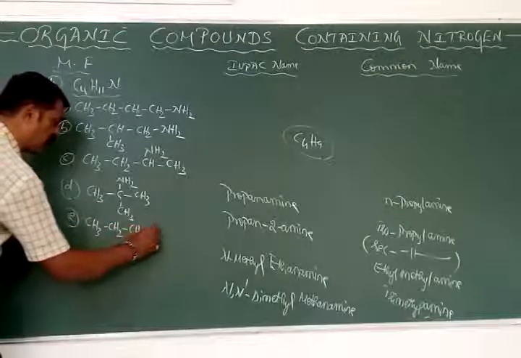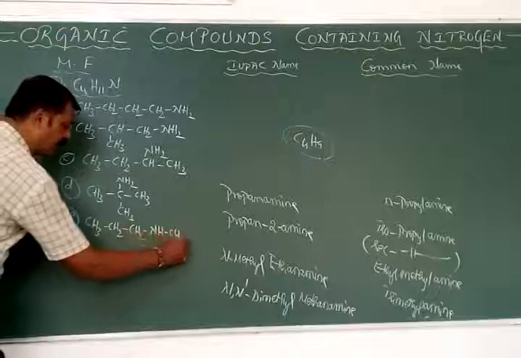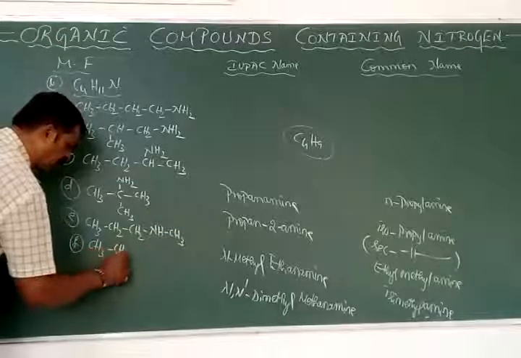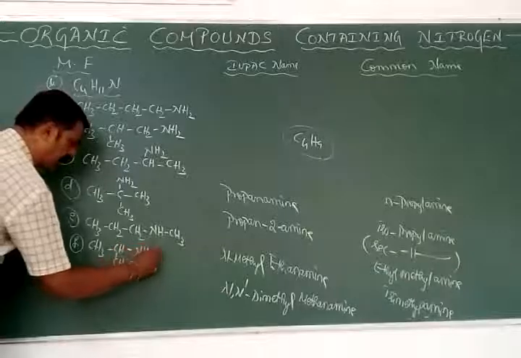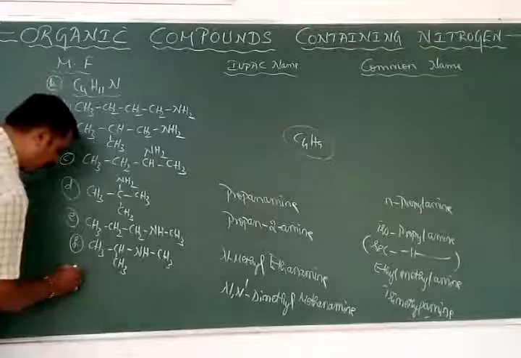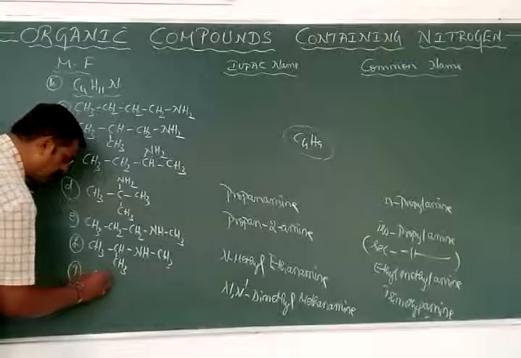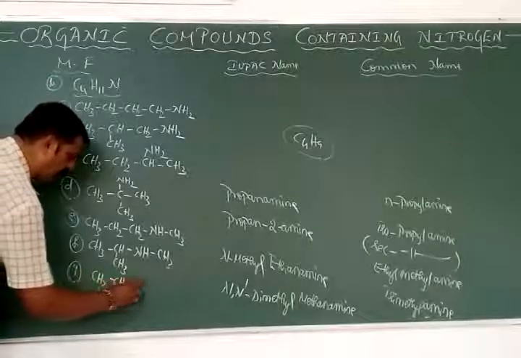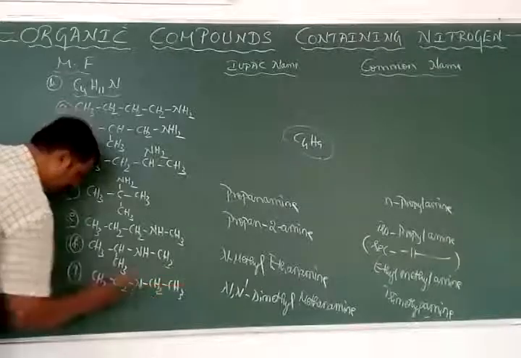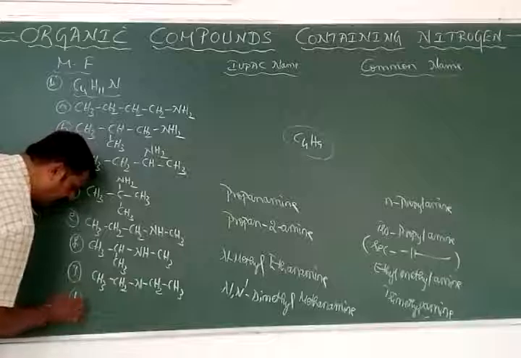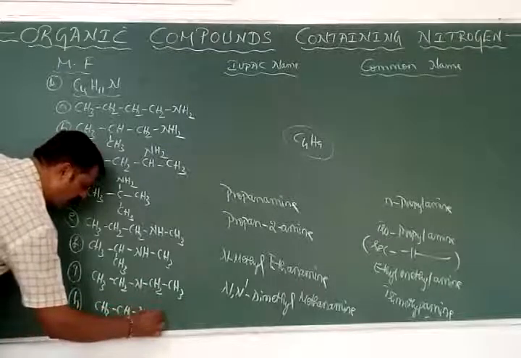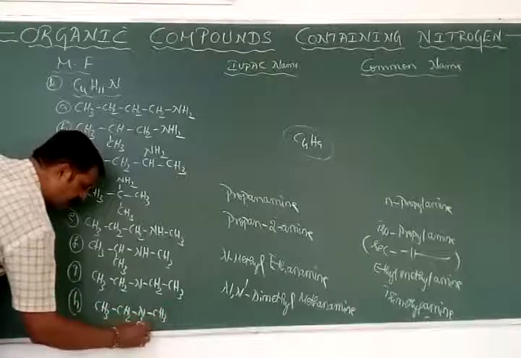CH3CH2CH2NHCH3. Then we have CH3CH(CH3)NHCH3. Then CH3CH2NHCH2CH3. Next we will have the tertiary one, CH3CH2N(CH3)CH3.